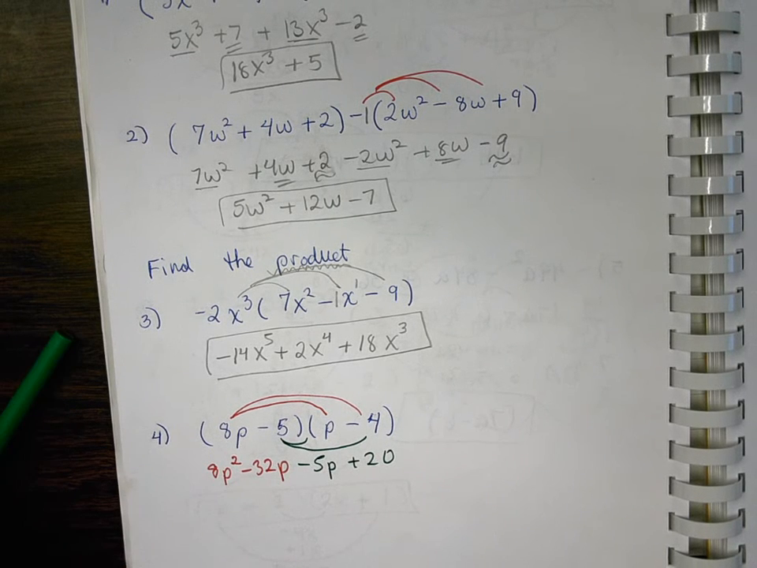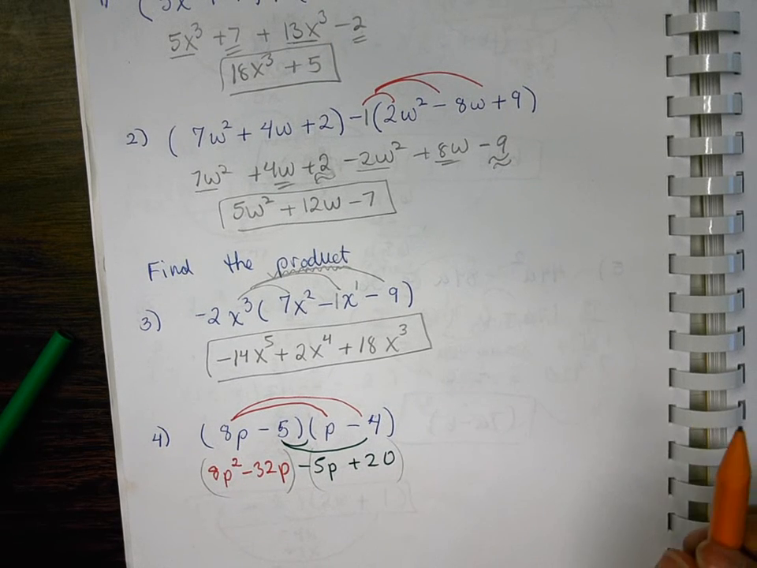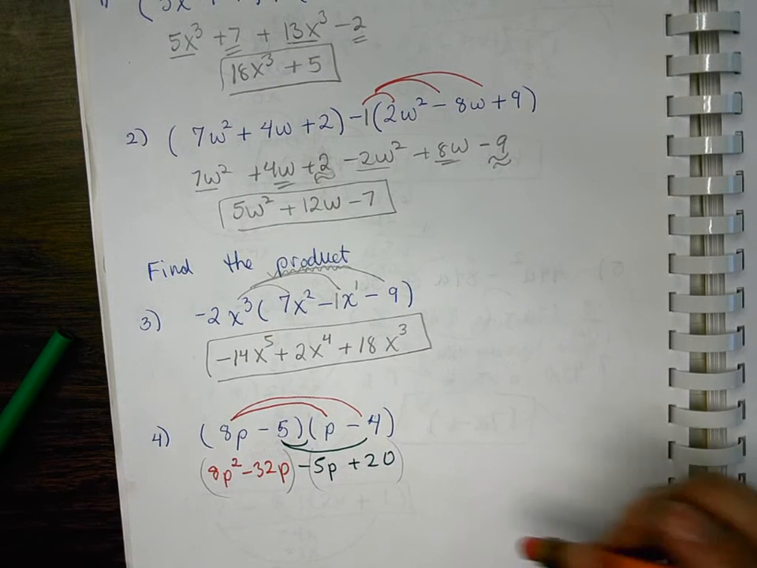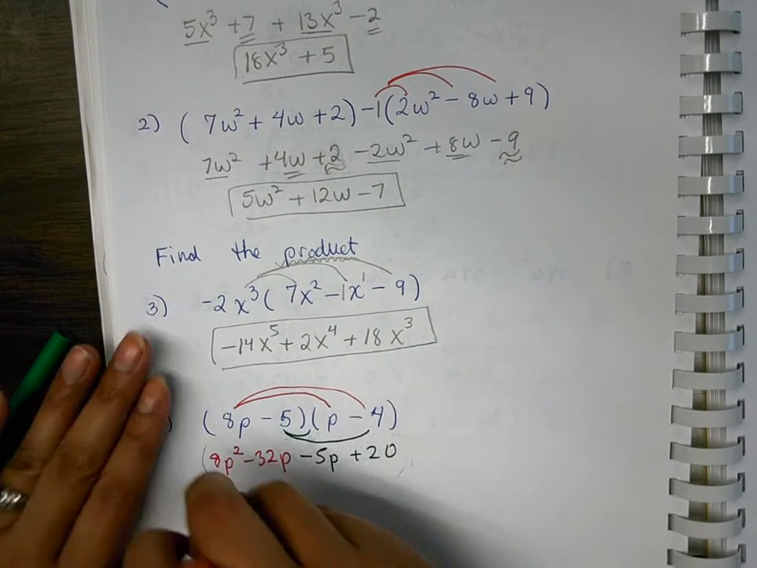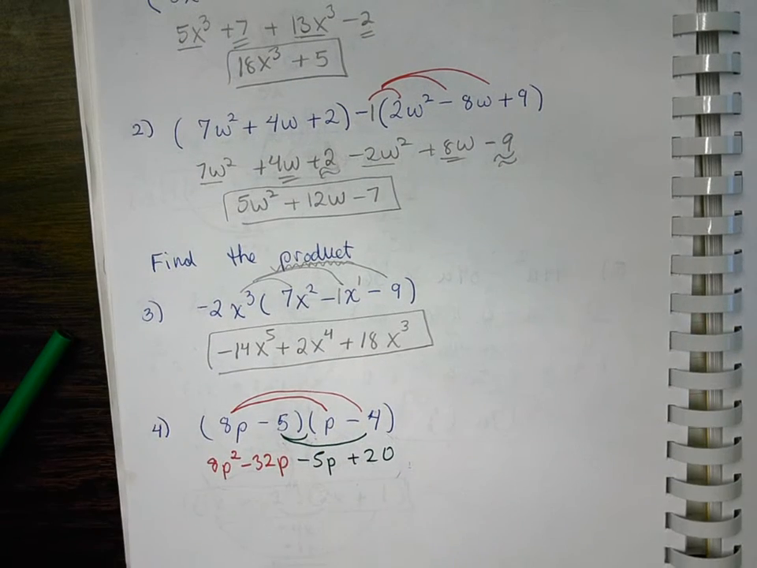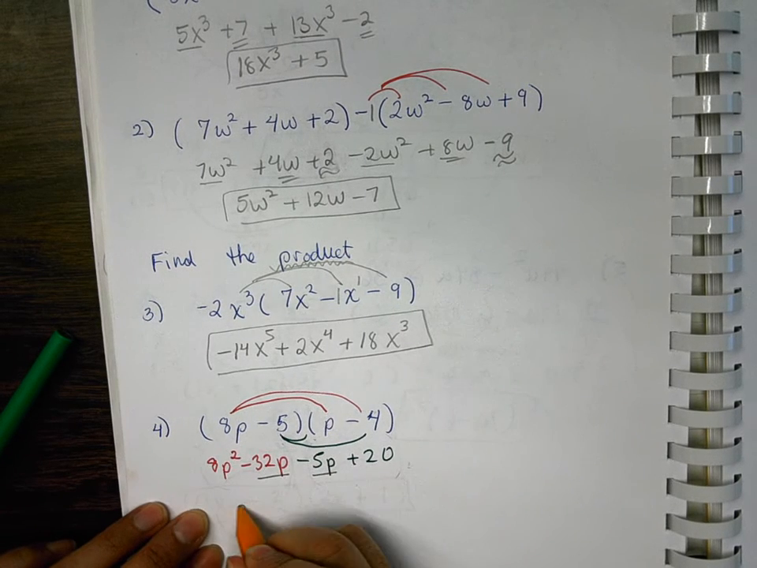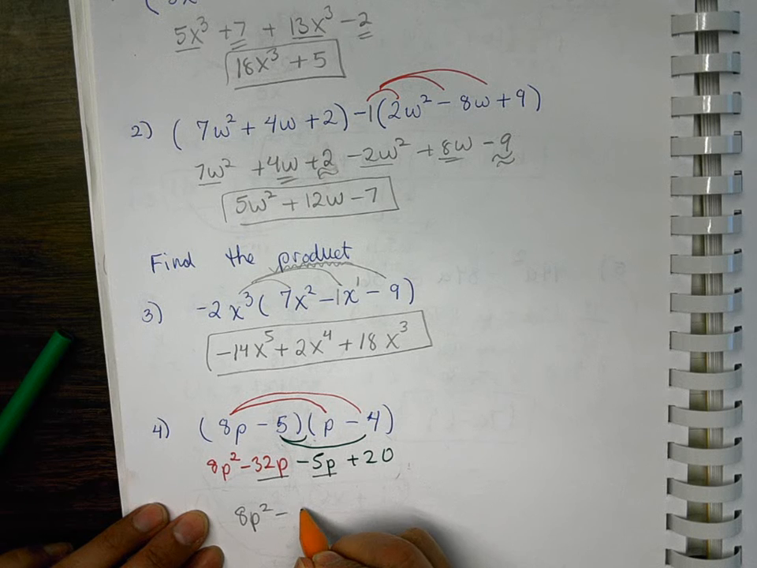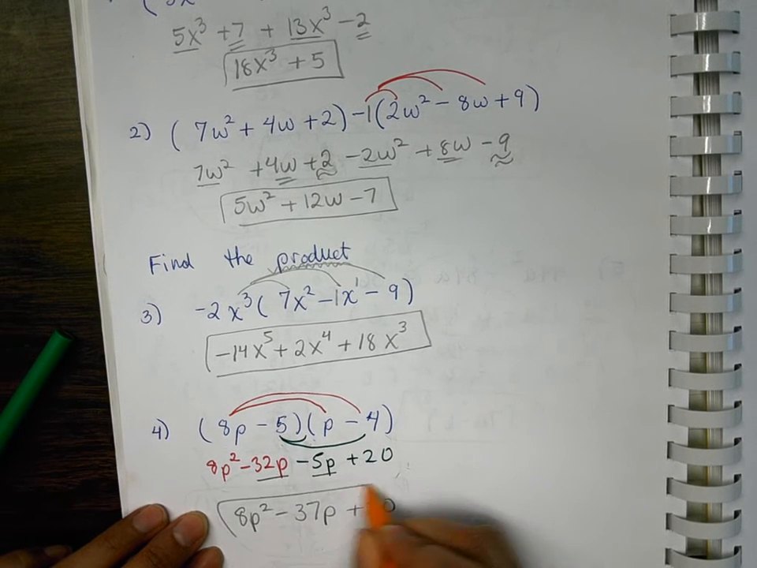Guys, listening. I noticed in my class yesterday, there were a lot of kids doing it: after they did all that, they were writing it like this. Do we put parentheses in there after we do our double distribution? No. I don't know where the parentheses were coming from. I'll have to look into it. But once you do your double distribution, your parentheses are gone. Are there like terms? Yes. 8p squared minus 37p plus 20.